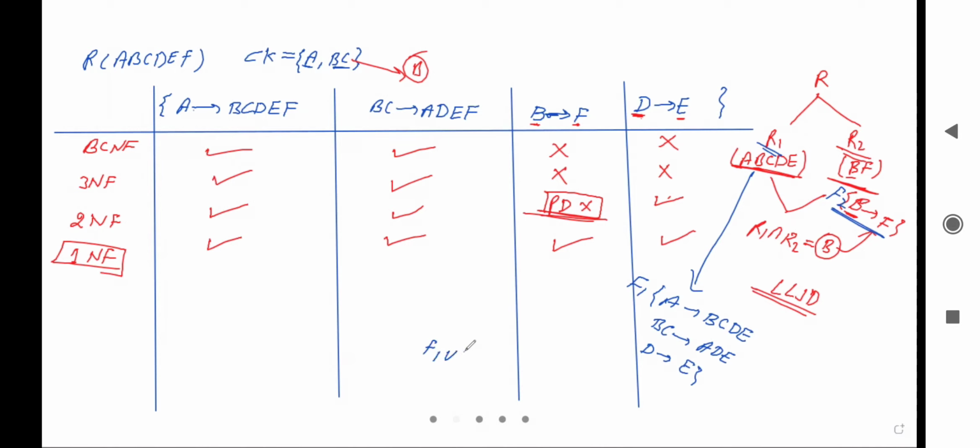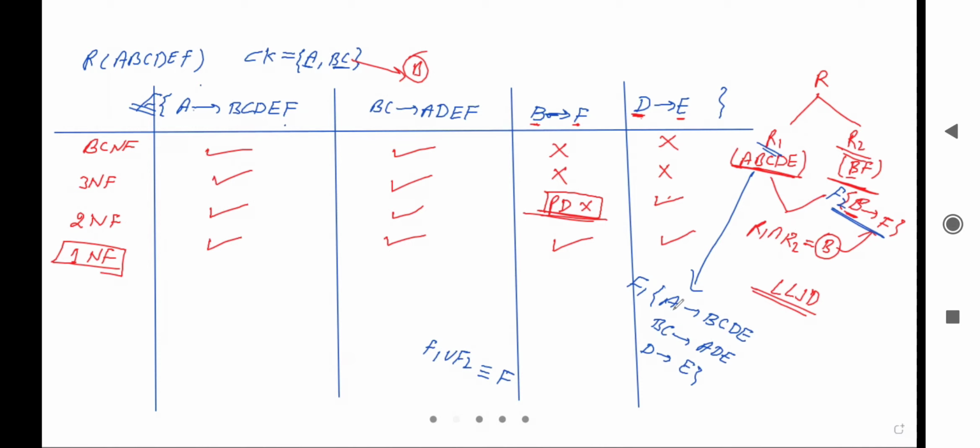Then F1 union F2 should be equal to F, and F is these functional dependencies, right? So it should be equal to F. Now we can check whether these are implied after performing the union operation. So here, A goes to B, C, D, E, F, right?